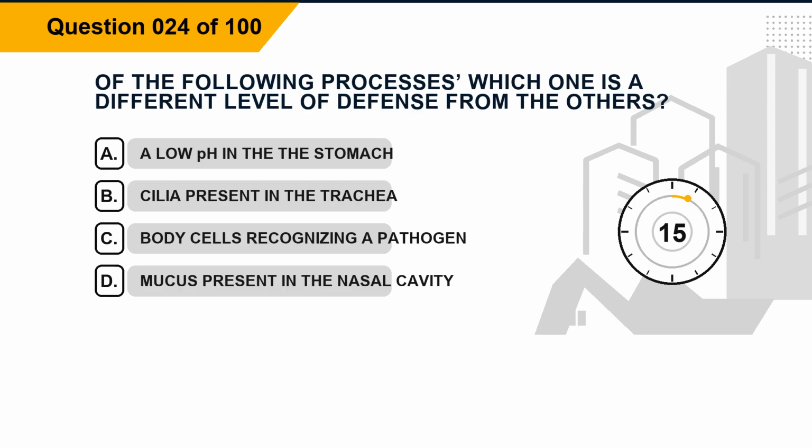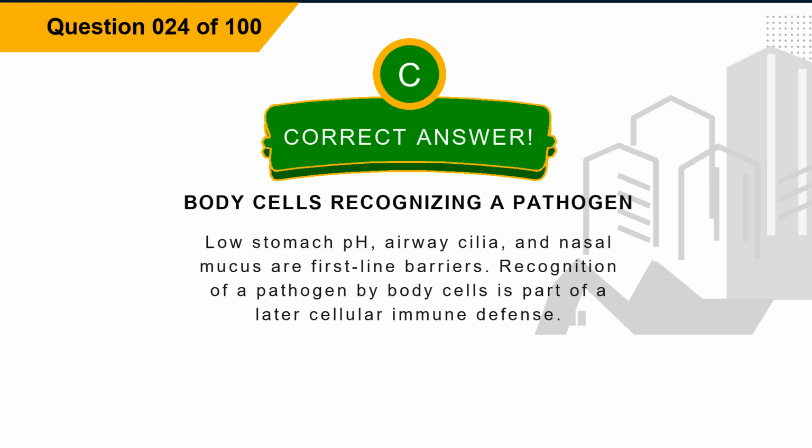Question 24. Of the following processes, which one is a different level of defense from the others? Option A. A low pH in the stomach. Option B. Cilia present in the trachea. Option C. Body cells recognizing a pathogen. Option D. Mucus present in the nasal cavity. The correct answer is option C.